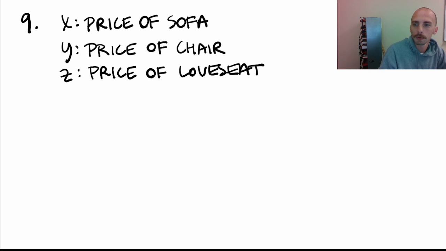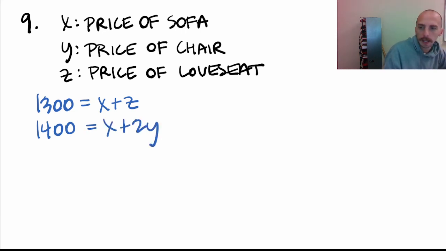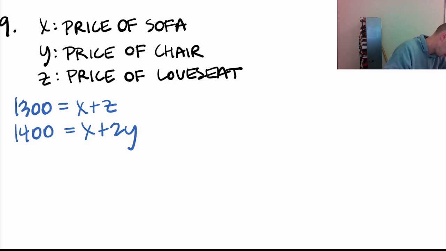And so the different prices, $1,300, $1,400, $1,600, that's going to give us our 3 equations. So I'm going to say $1,300 is what you pay for one sofa and one love seat. So that'd be X plus Z. $1,400 is a sofa and 2 chairs. It's going to be X plus 2Y. And then $1,600 is one of each.